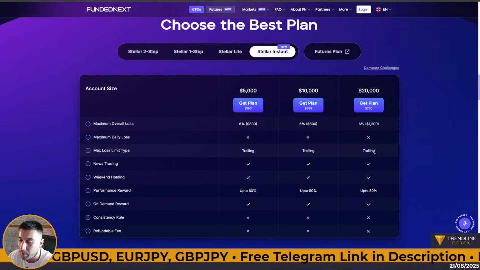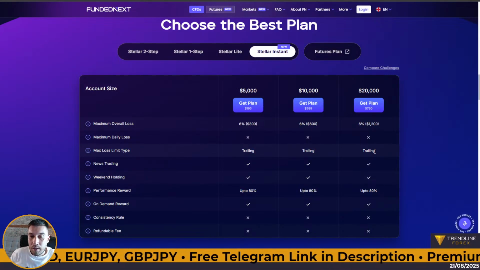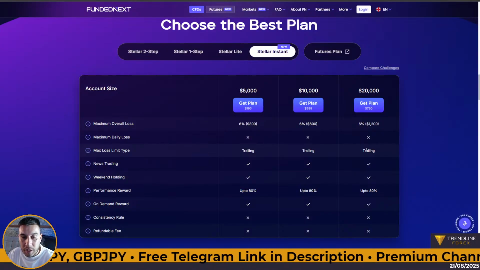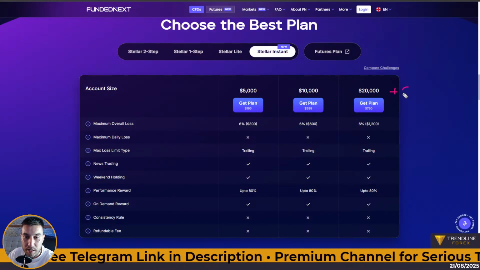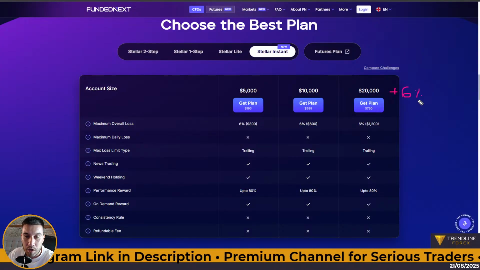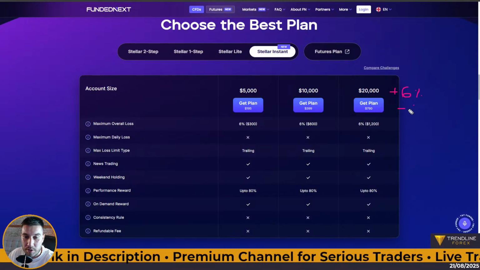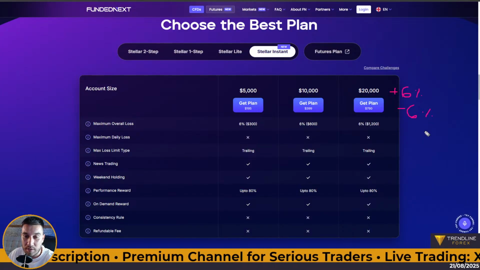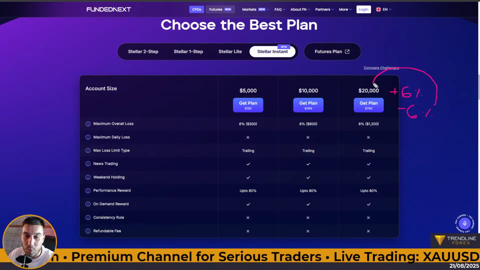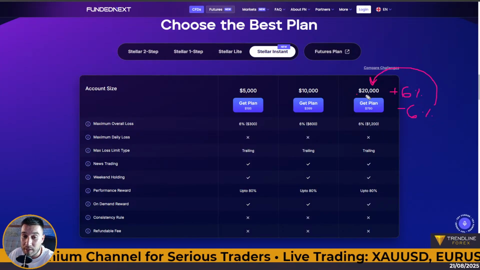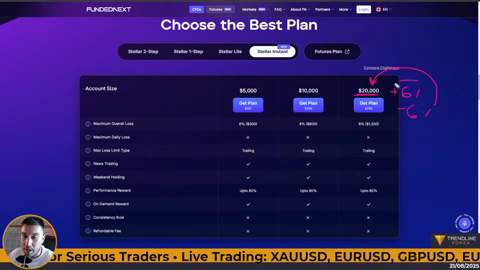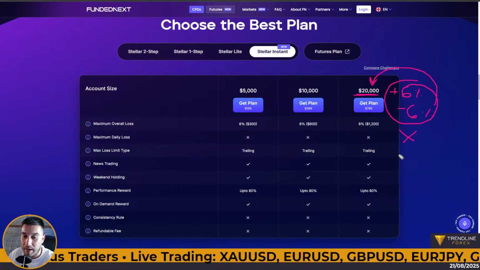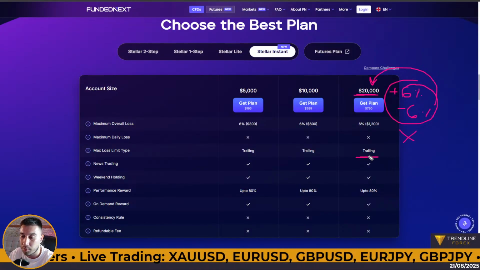This is what I'm talking about. So that's not good. Let's say you start with 20K and you're plus 6%, and then you lose 6%, doesn't matter how long it takes you, so you're now back at 20K. So you haven't lost 6% from the 20K, all right? If this happens, you're going to lose the account. This is what trailing drawdown means.